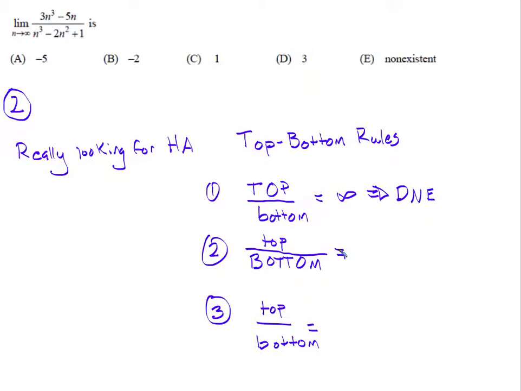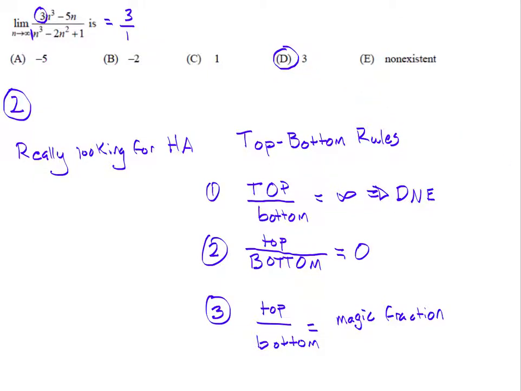Where the bottom is bigger, this is always 0. Top is the same, this is going to be magic fraction. Magic fraction just means I take the coefficient of the largest degree. So in this case, the top is the same degree as the bottom, so you take the coefficient. Coefficient is 3, and there's an invisible 1 here. So it's going to be equal to 3 over 1. And therefore the answer is D, using our top-bottom rules.